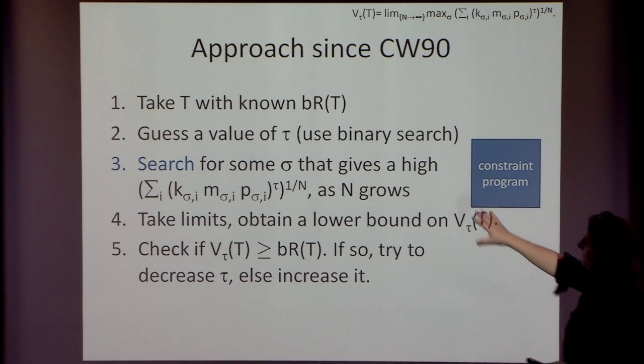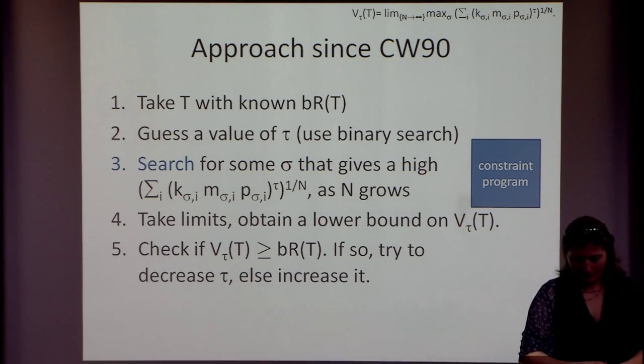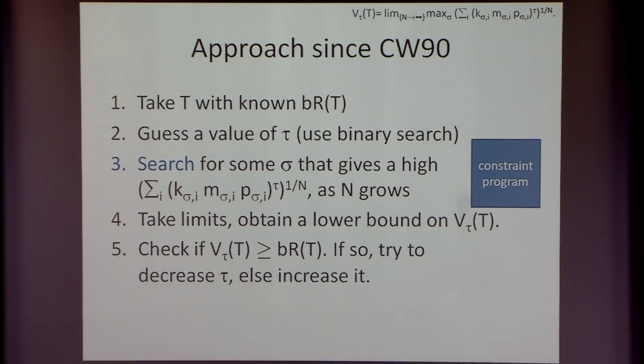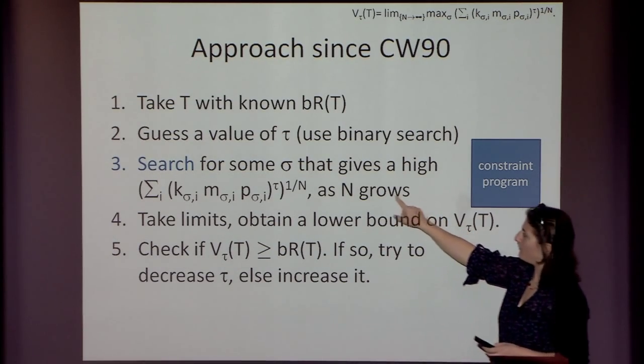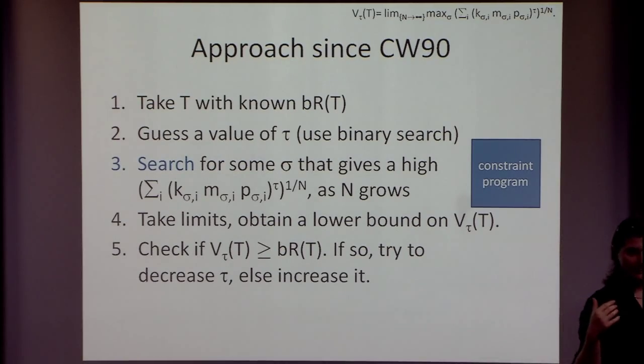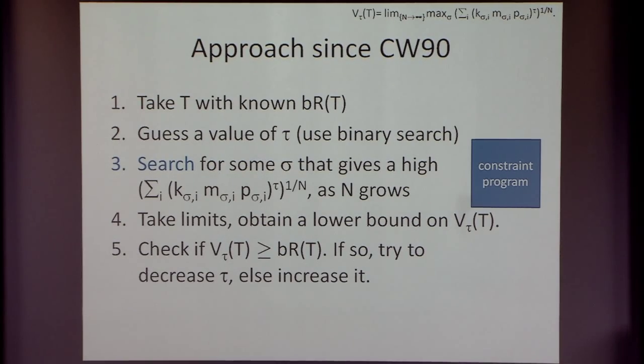And this step here is often a somewhat nasty constraint program, which you have to define and solve with actual solvers. So first you have to prove a theorem about what happens as n grows and take the limits, and then you maximize this thing subject to a bunch of constraints. So I'll give you some intuition about how this has been done in the last several papers.